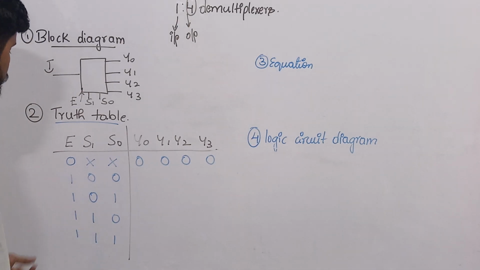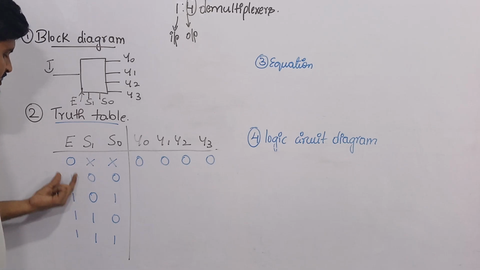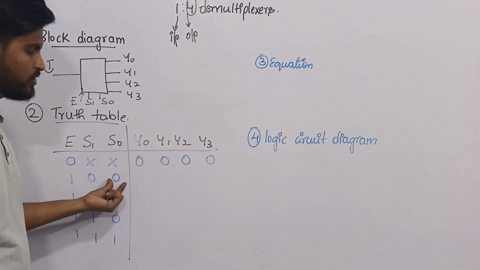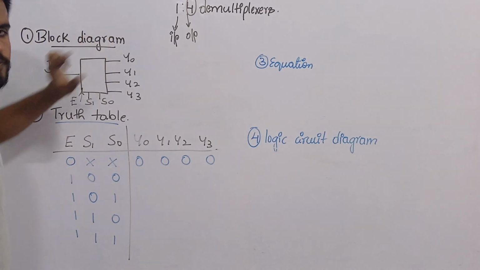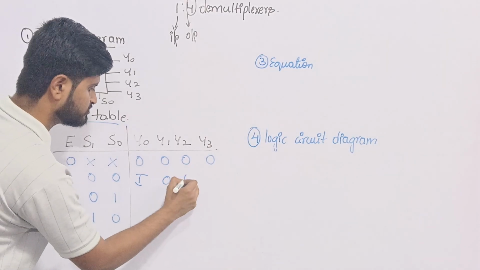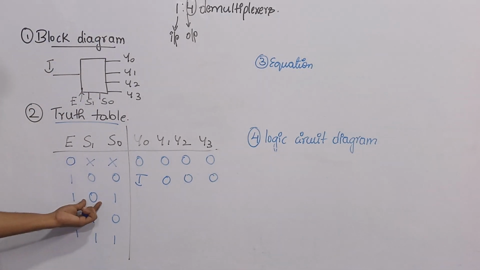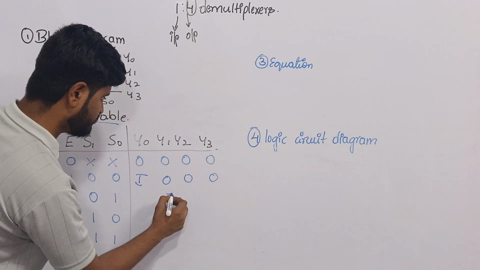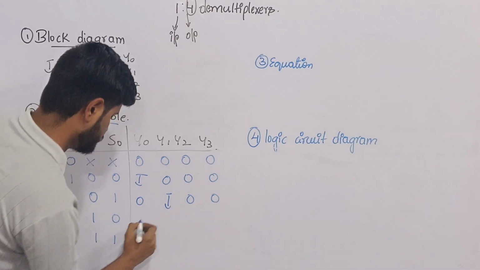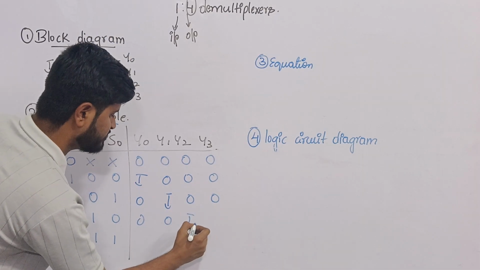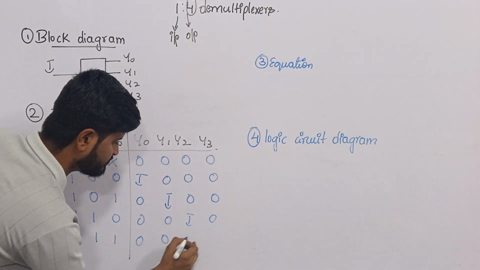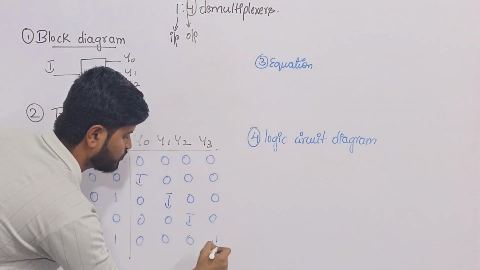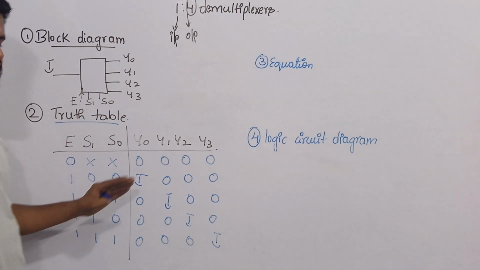Now let's assume that enable value is always 1, so let's leave that. When S1 value is equal to 0 and S0 value is equal to 0, the input I will come through the output Y0. So I 0, 0, 0. Like that only. When S1 value is equal to 0 and S0 value is equal to 1, the input will come through Y1. Like that only. Now with Y2, next one with I3, next one with Y3. Now we have completed the truth table.